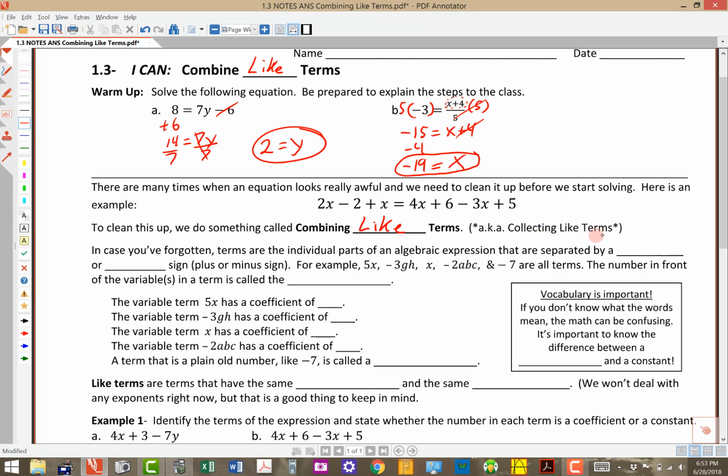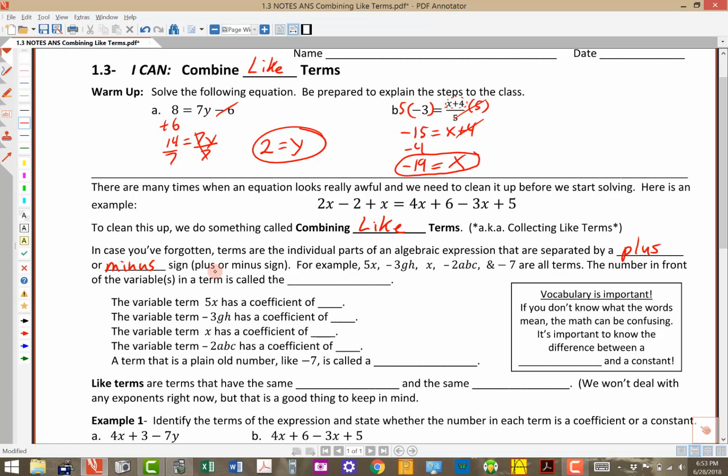You may have heard it called collecting like terms. Either one's fine. Combining like terms, collecting like terms, either one of those is okay. Now, in case you've forgotten, terms are the individual parts of an algebraic expression, and they are separated by plus and minus signs. Okay? So sometimes that might be a positive or a negative depending on how it's presented and things like that. So we'll see enough examples that you'll catch on to this, and we should be in good shape.